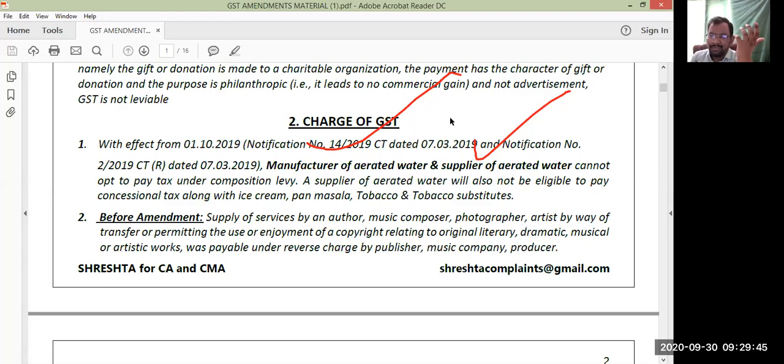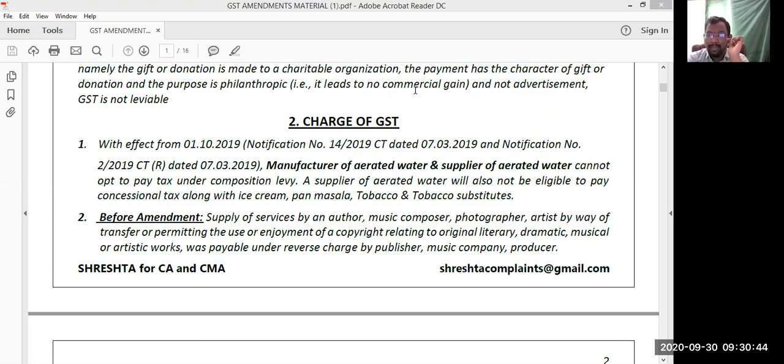What do we mean by aerated waters? Examples are tonic soda and cola water, and also distillery waters and drinking waters sold in 1 liter or 2 liter bottles. Cool drinks and soft drinks are also covered under the aerated waters category: soda, waters, everything. These people are not entitled to the composition scheme. They have to pay tax compulsorily under the regular scheme, even if their turnover is less than 75 lakhs or 1.5 crores respectively. Clear? Next, moving on.